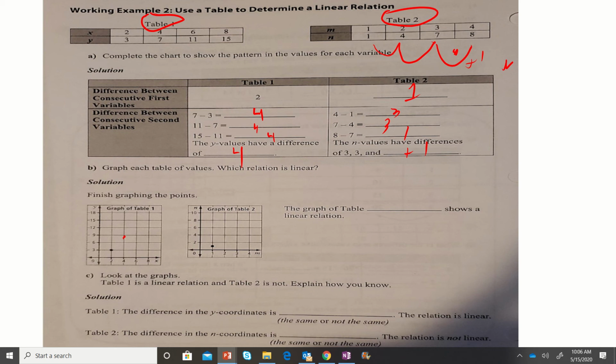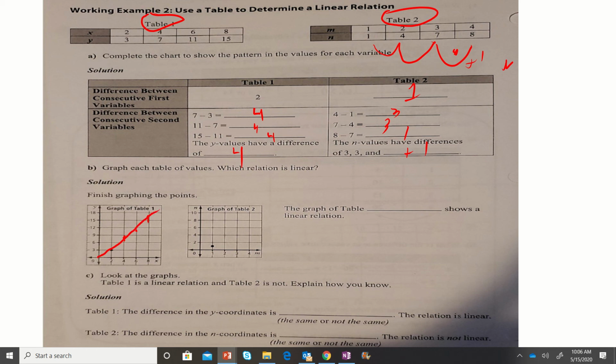Sorry, that's not very good. 4 and 7 right there, let's see. 6 and 11. Right there. And 8 and 15. That's not very good. Anyways, when I make this, look at how straight it is. Okay, it is a linear relation.